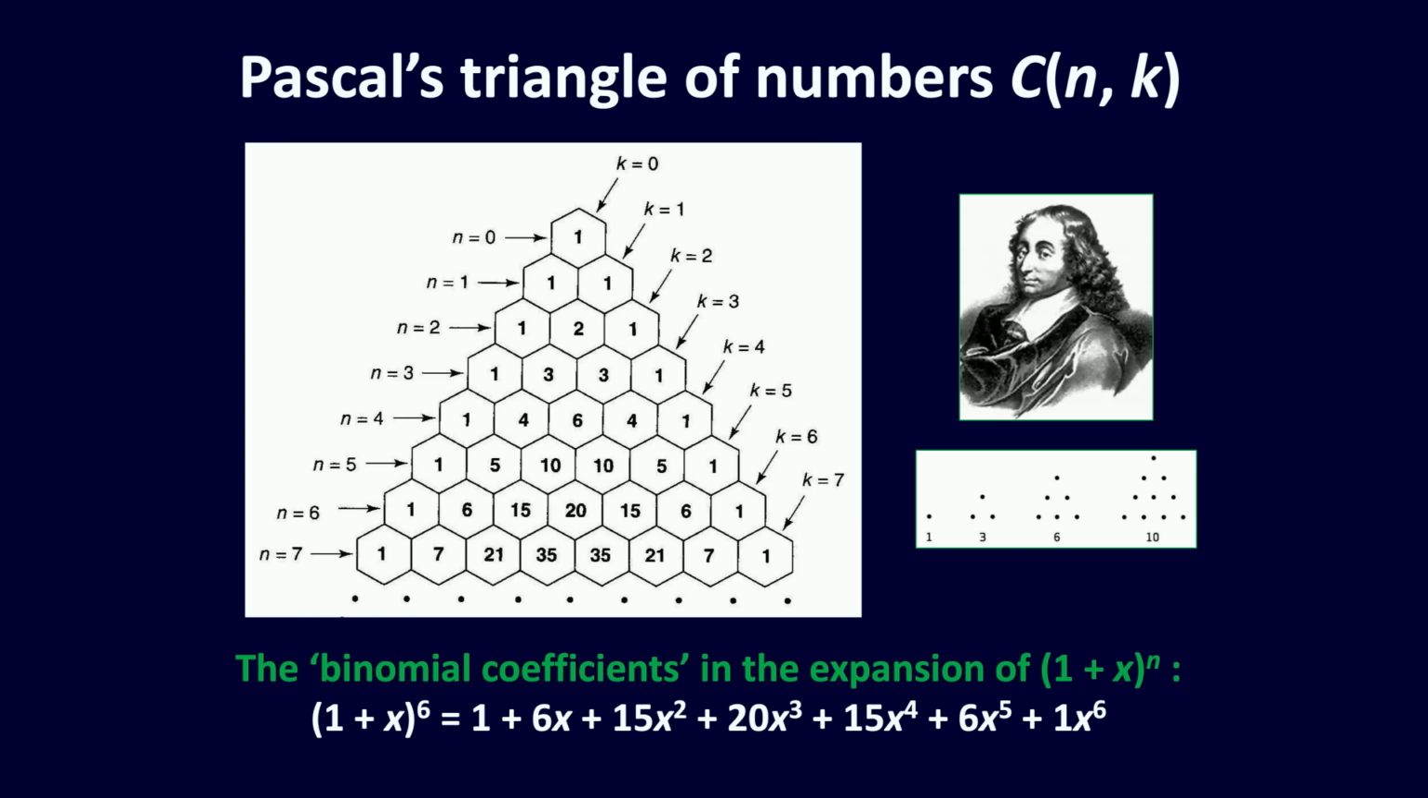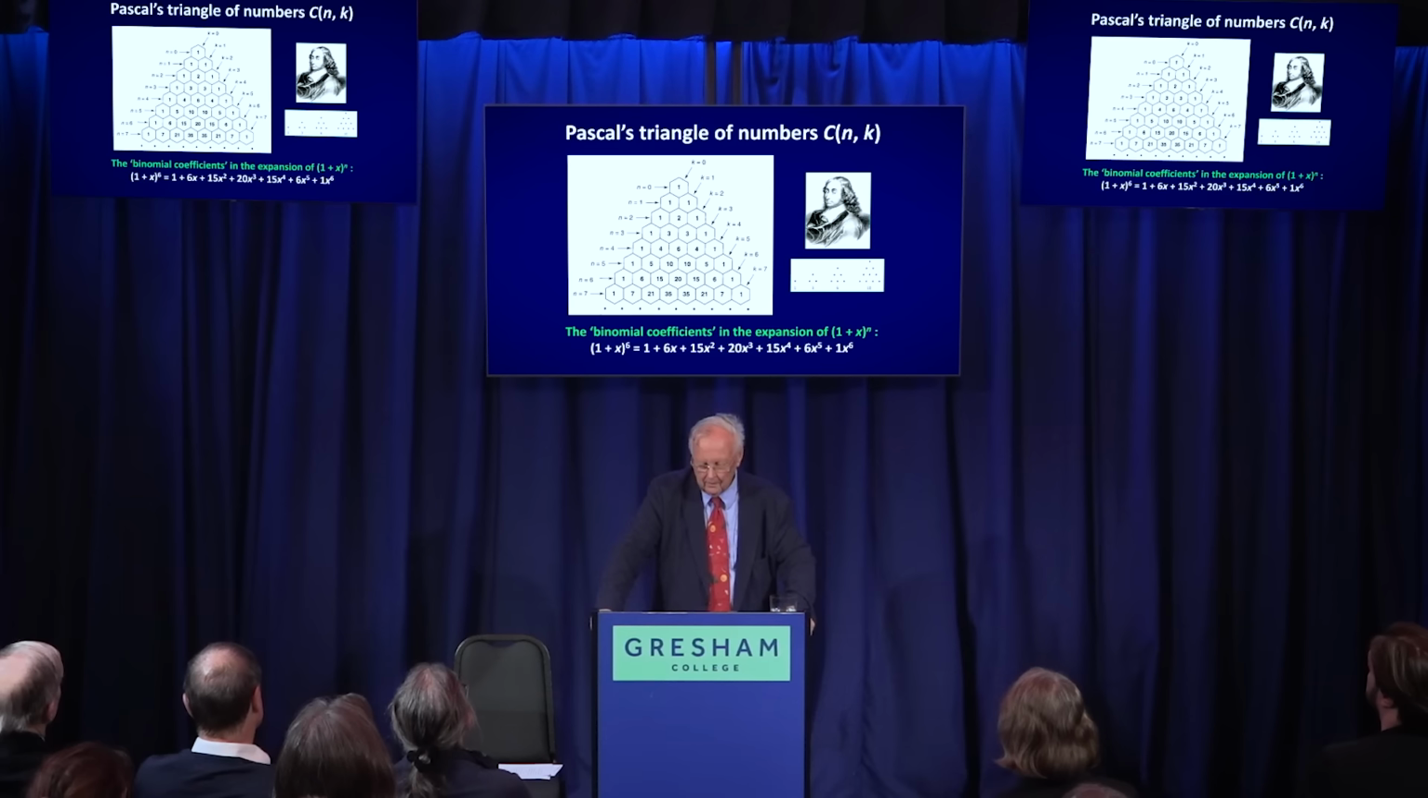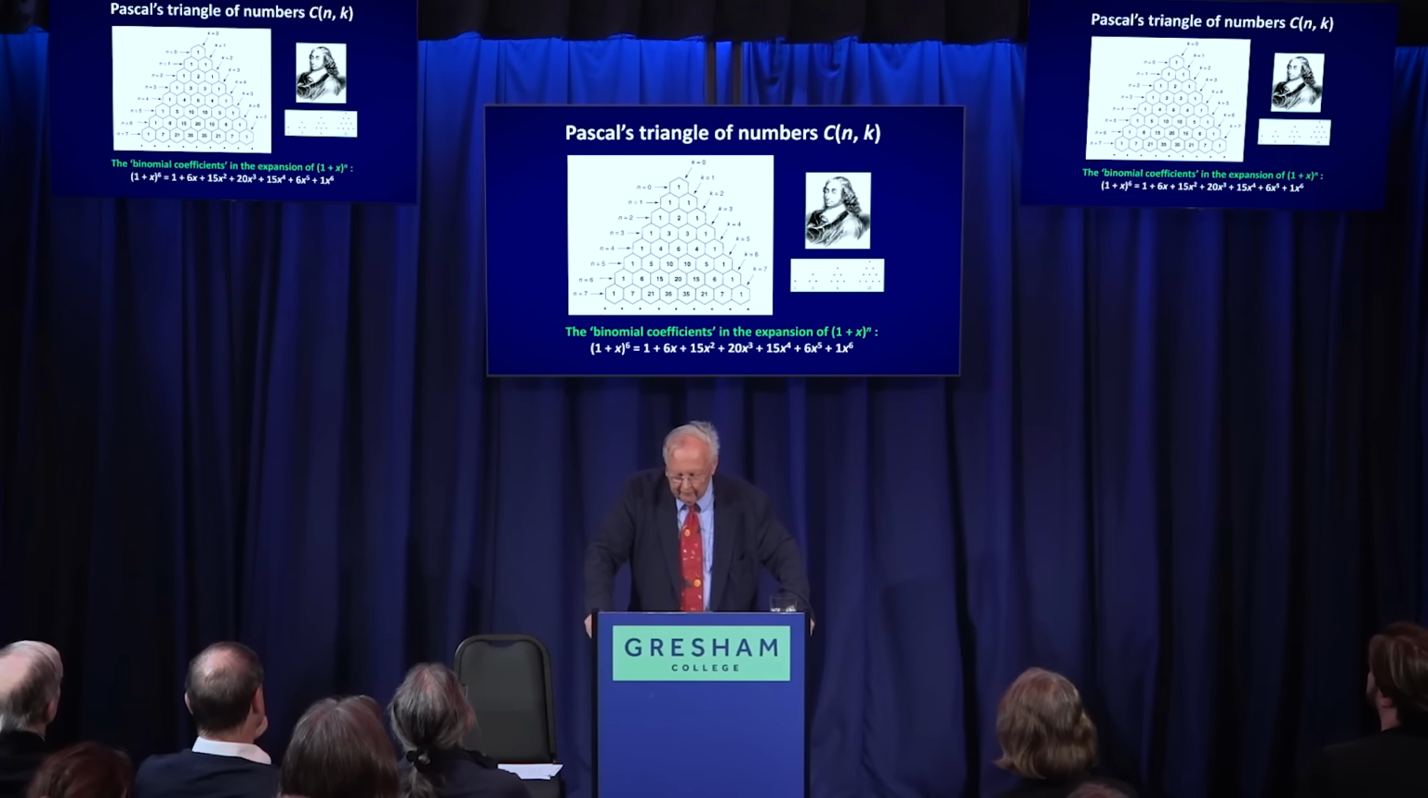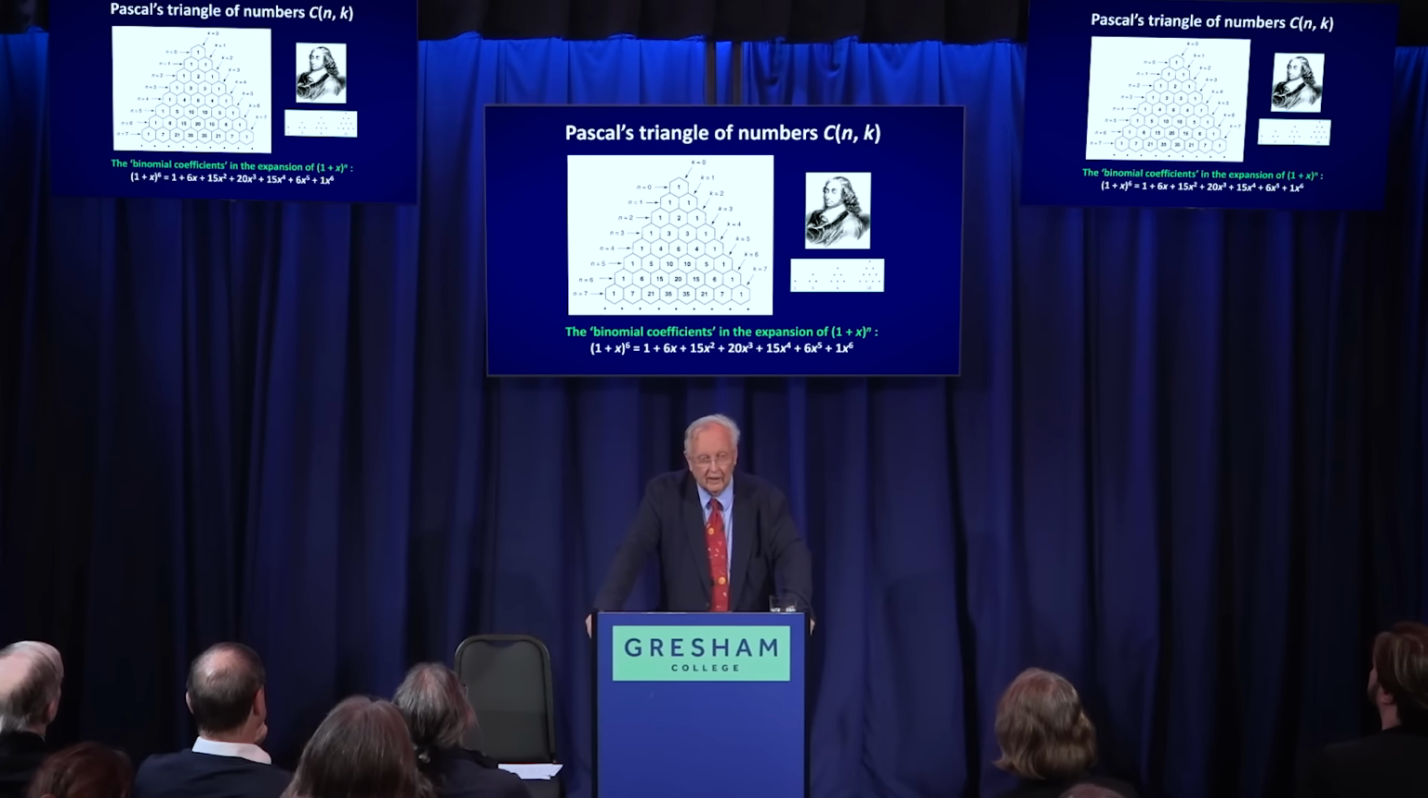And there are several things to note here. By combination rule 1, each row can be read forwards or backwards. By combination rule 2, each internal number is the sum of the 2 numbers above it. For example, in row 7, each 35 is the sum of 15 and 20 in row 6.